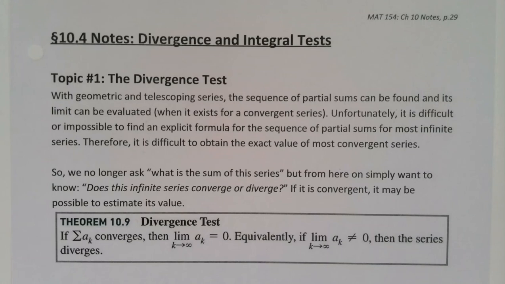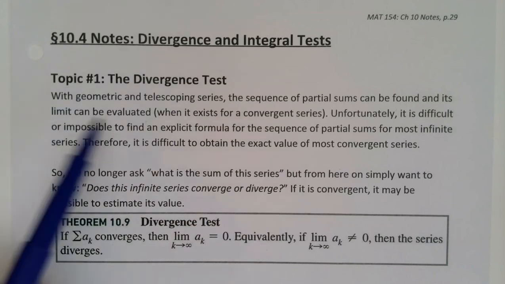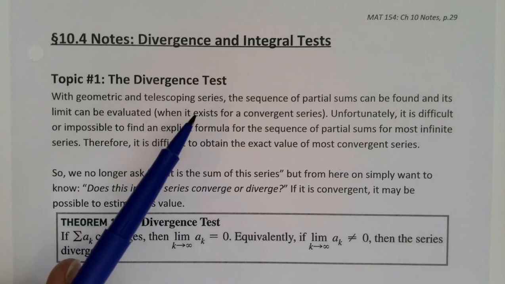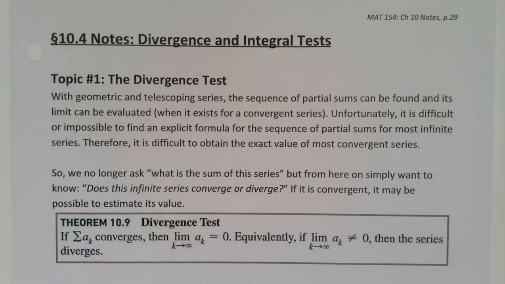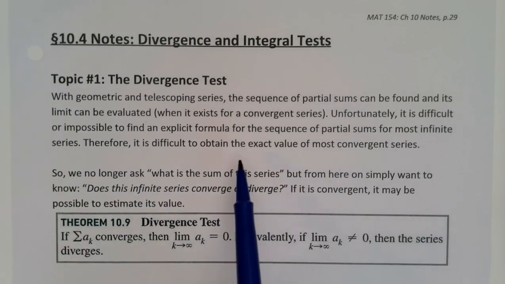In section 10.3, we found the values of some infinite series because we could, namely geometric and telescoping series, for which we could find the sequence of partial sums and evaluate them and actually get a number. Unfortunately, that's not something we're going to be able to continue, because it's difficult or impossible to find an explicit formula for the sequence of partial sums for most infinite series.